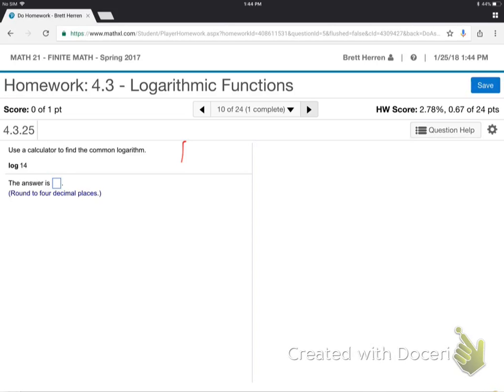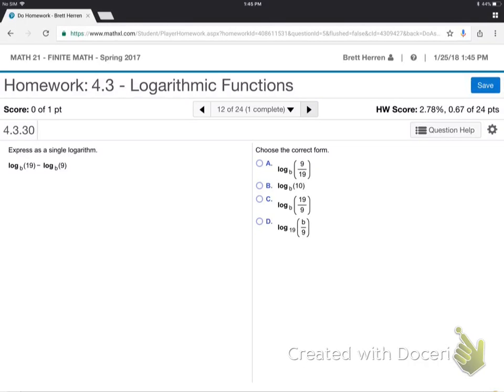So let's try that one. Log 14. When I hit the buttons, I'll do it too. Log 14. That's just a straight single thing. So I'm getting 1.1461, rounded to 4 decimal places. Good on that. Log 14. That's all they want. We'll keep moving.